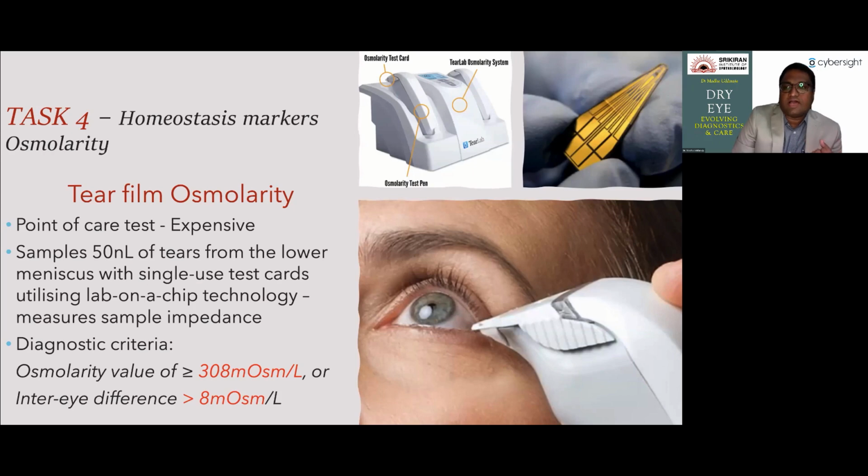I don't think most of you will have access to it because it's very expensive. The machine is not only expensive, but the consumables that we use are also expensive. So it's a point of care test. It takes 50 nanoliters of tear from the lower meniscus and we use a single use test card. The technology is called lab on chip technology. That is the reason it is so expensive. It measures the impedance of the tear film and gives you a value. If the osmolarity value is anywhere more than 308, you have to consider it as a dry eye. Or if the inter-eye difference is more than 8, then you have to consider it as a dry eye.